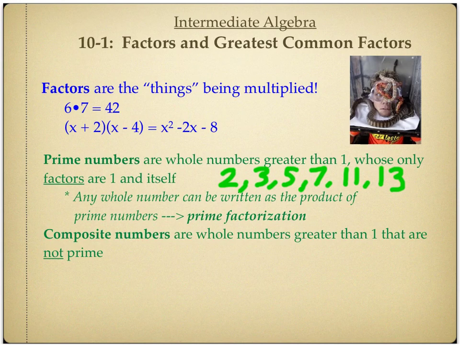And a key thing that we'll work on in this chapter, in this particular lesson anyway, is something called prime factorization. And that means we can write any number as the product of prime numbers. That's called prime factorization. So we have two kinds of numbers. We have prime numbers, and then the other ones that are not prime are composite. Those are ones that have other factors other than 1 and itself.